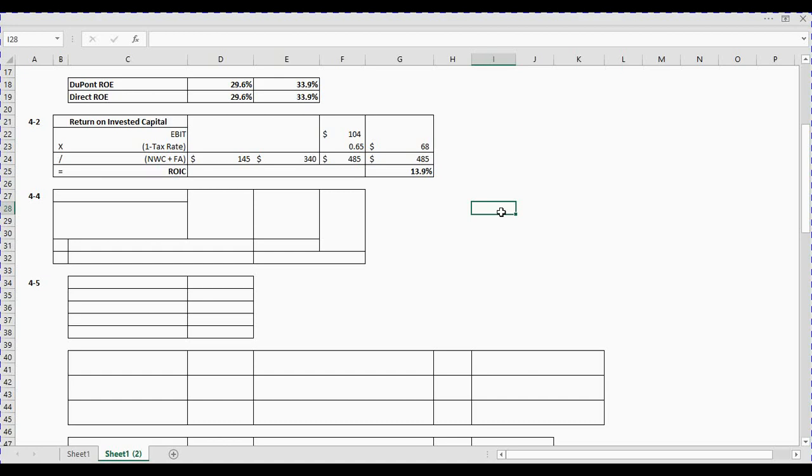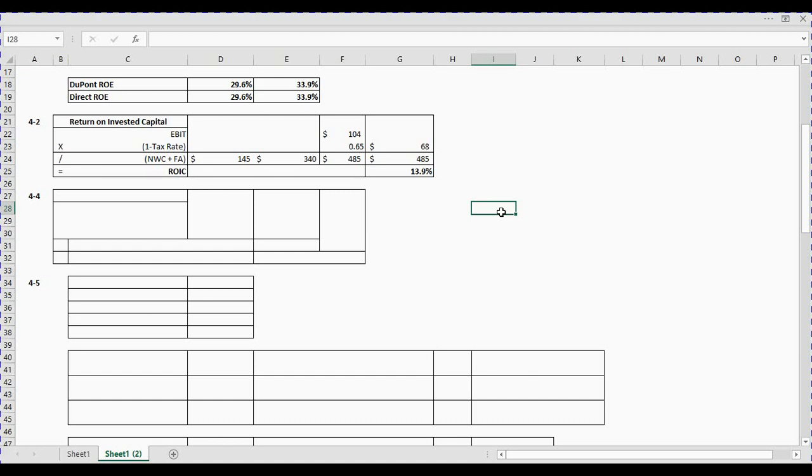So my EBIT reduced by the taxable amount shows 68 million. I have net working capital plus fixed assets of $485 million. So my return on invested capital, not just return on equity, but all capital, is now 13.9%. It's lower than return on equity, but we would expect it to be. My numerator is different because I'm not using simply net income. I'm using EBIT reduced by taxes, which is effectively earnings before interest, you might say, EBI.